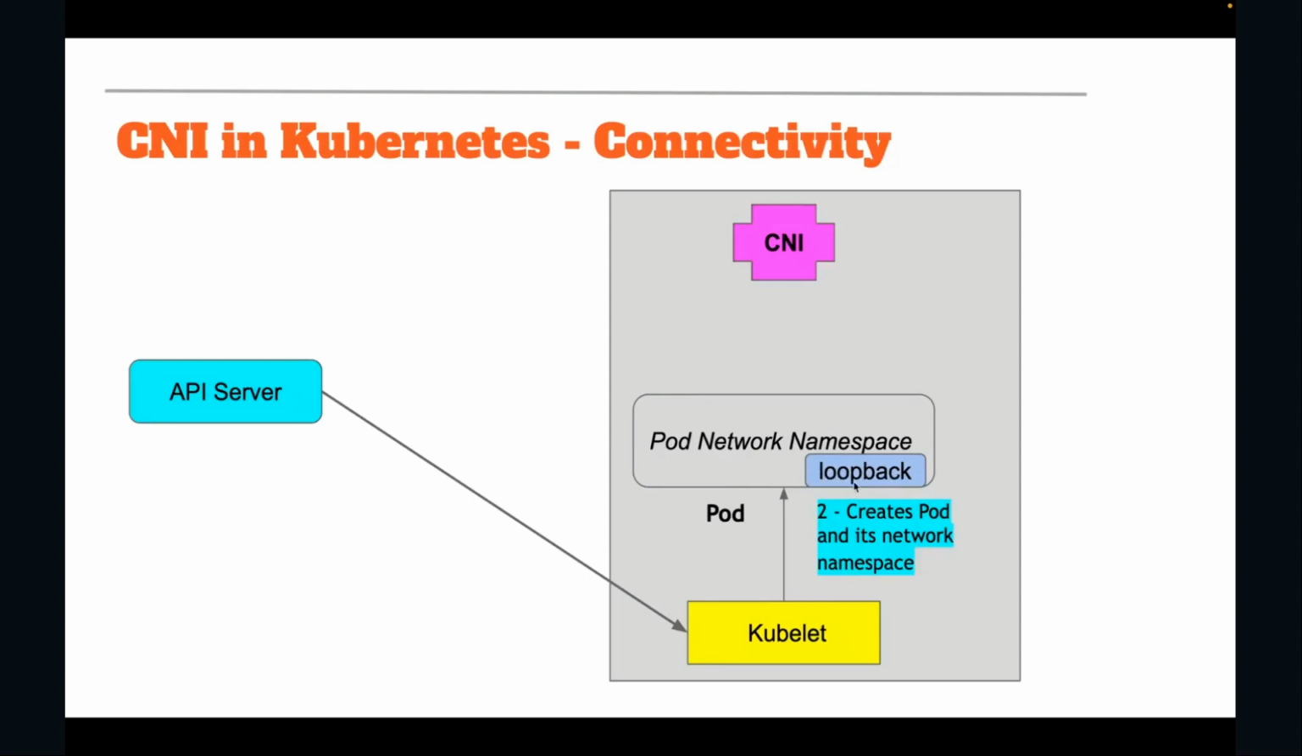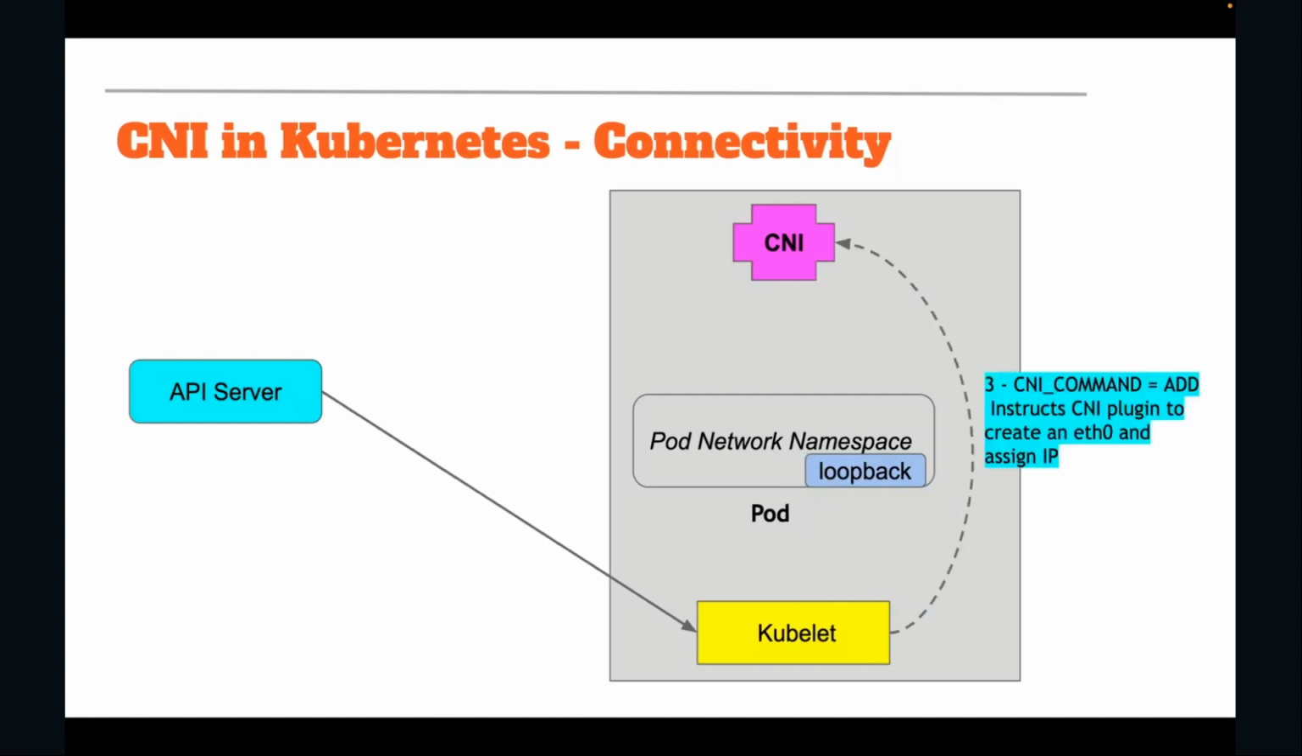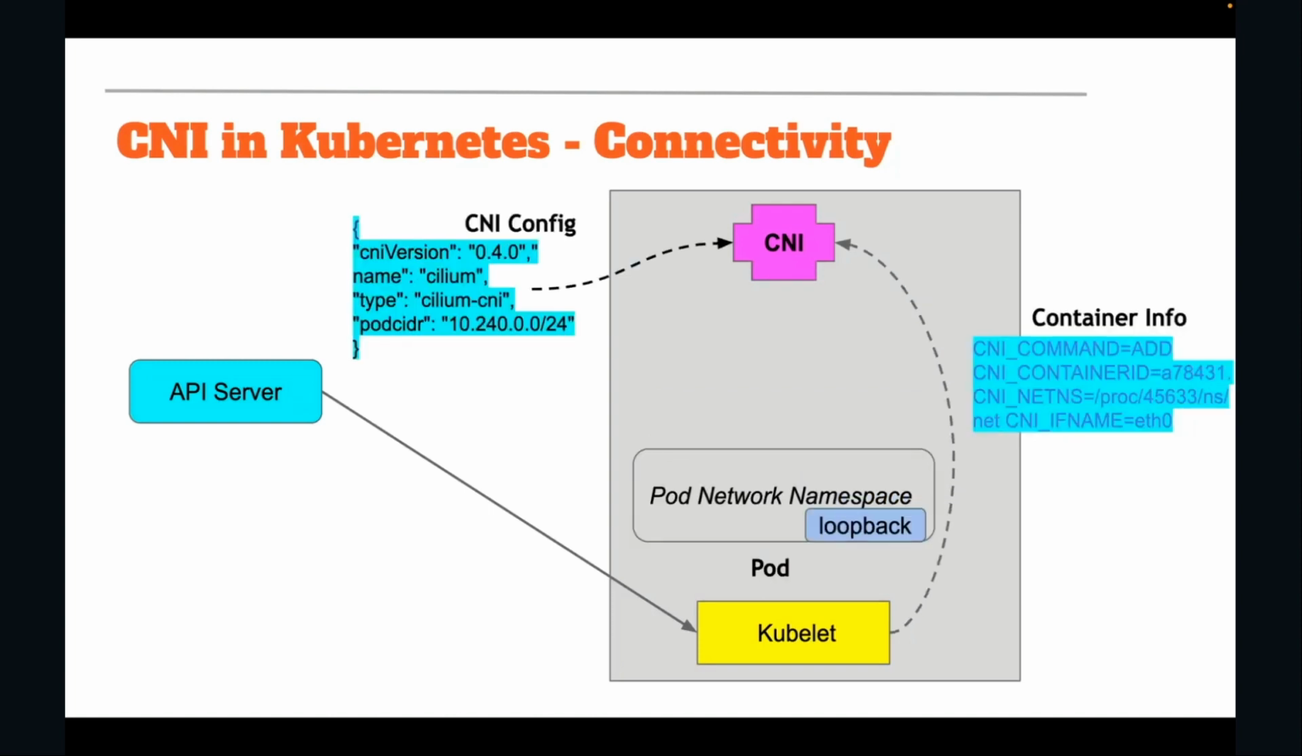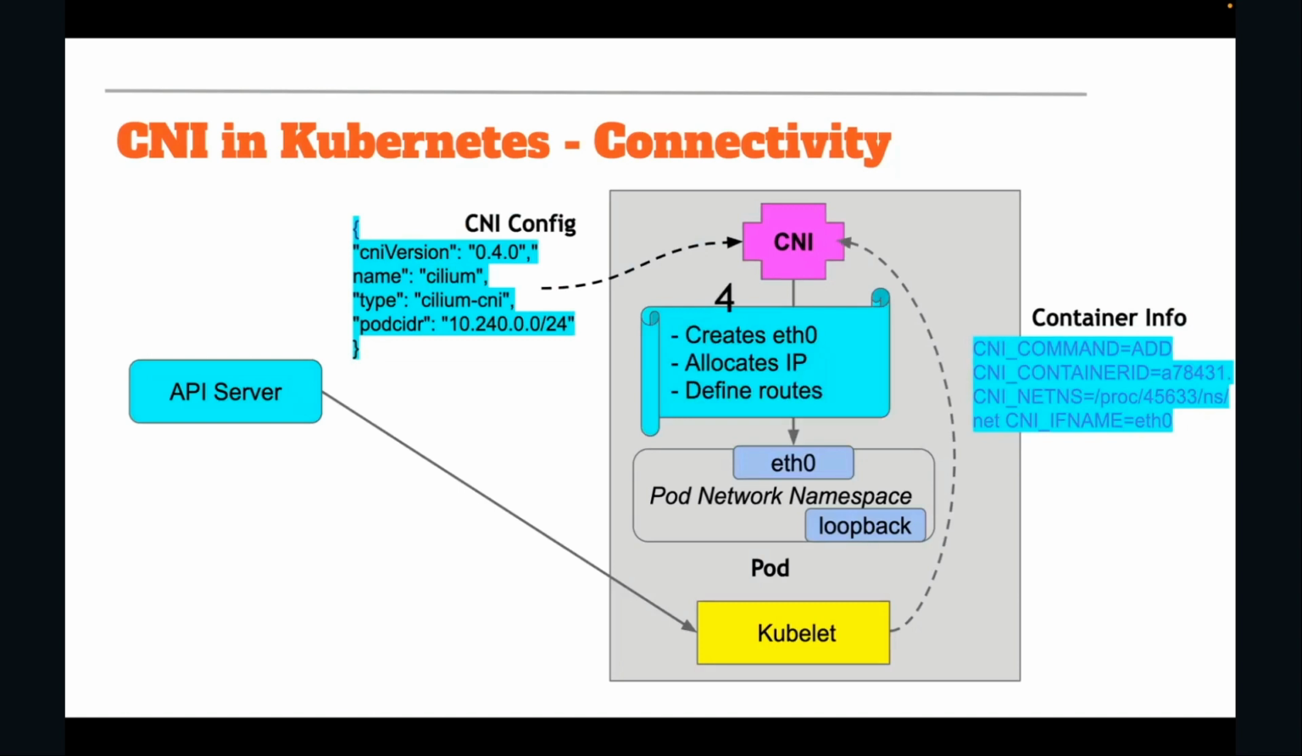Correct? But now the kubelet, once it creates the pod and sets up the namespace, is going to talk to the CNI plugin saying, now give me the interface and assign the IP address to it, right? So now the CNI, whatever you may have, Calico, Cilium, is going to connect, give the IP address, and attach it to the respective pod here. So this is how the CNI works in Kubernetes.